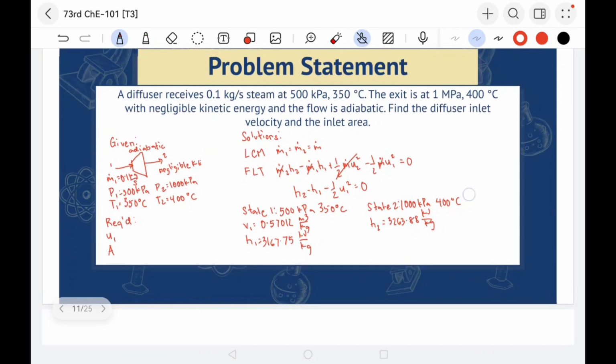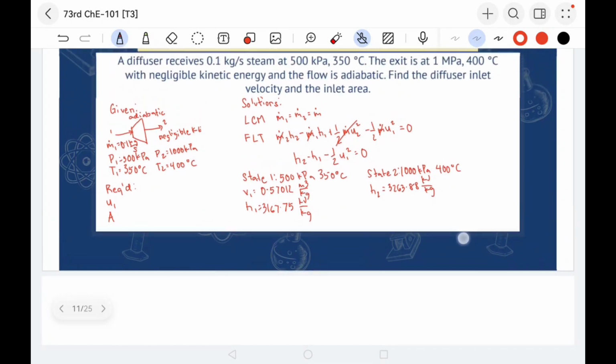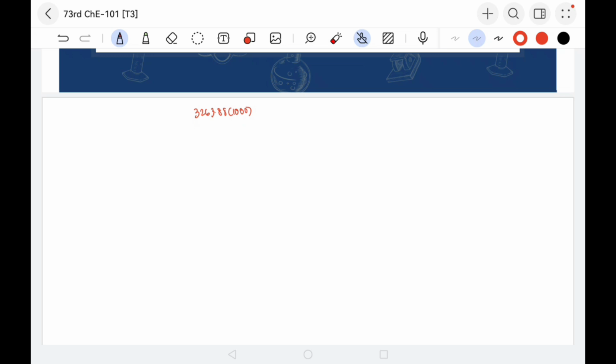So let us use our energy balance to solve for the inlet velocity. 3263.88 times 1000, since we must ensure that the dimensions will be homogeneous across the equation, equals 3167.75 times 1000 plus 1 half u1 squared. Then we will use the shift solve function of our calculator to get a value of u1 of 438.47 meters per second, which is one of our required.